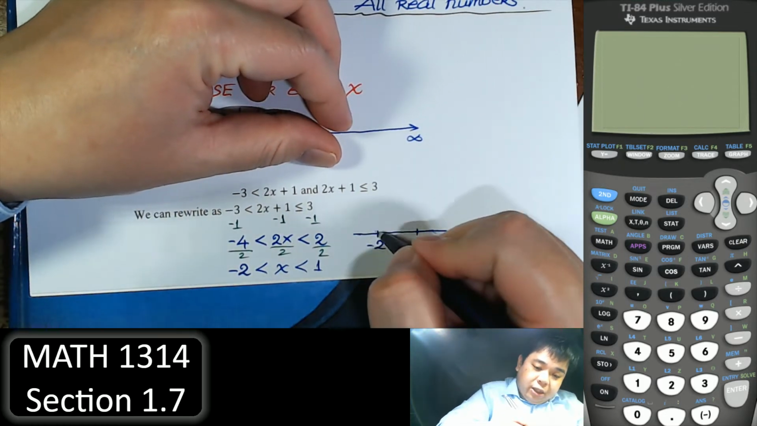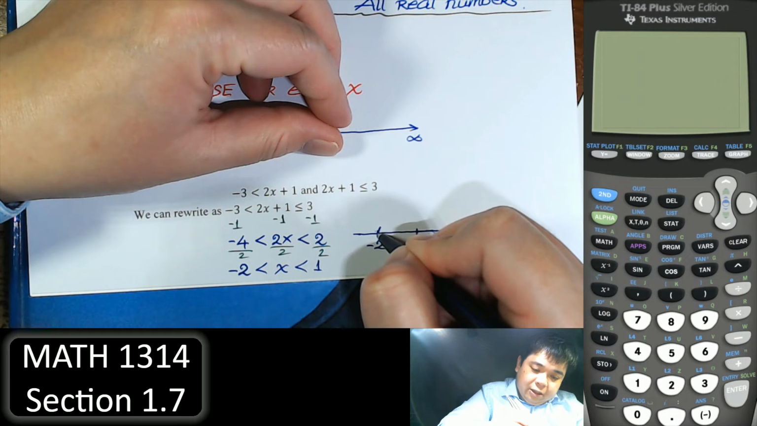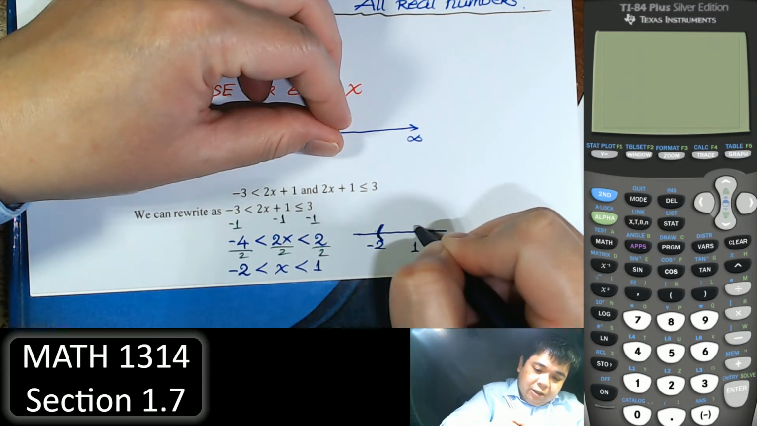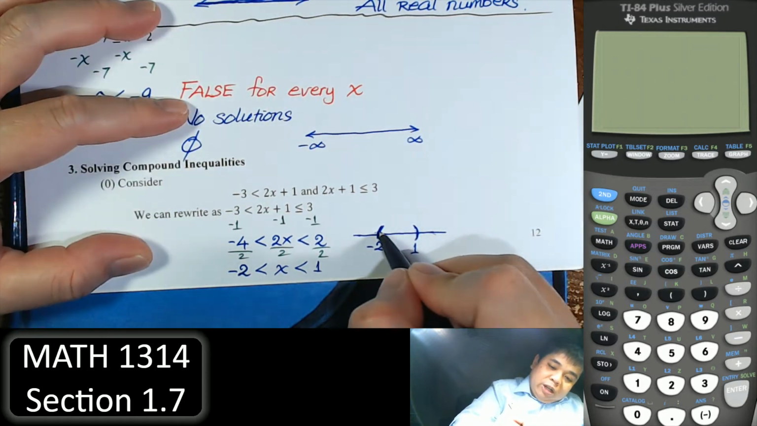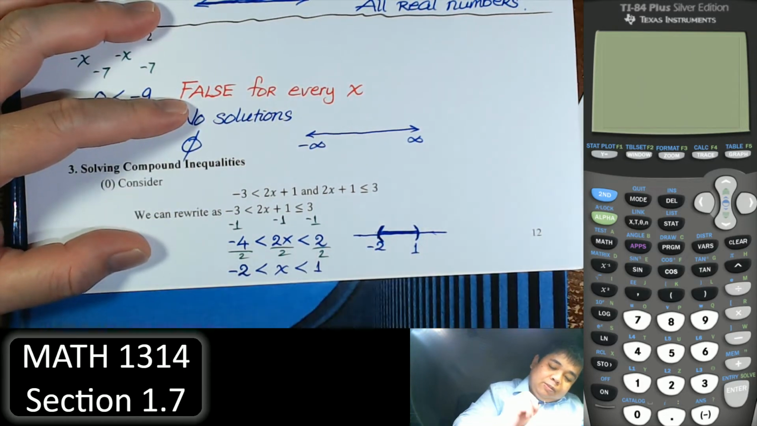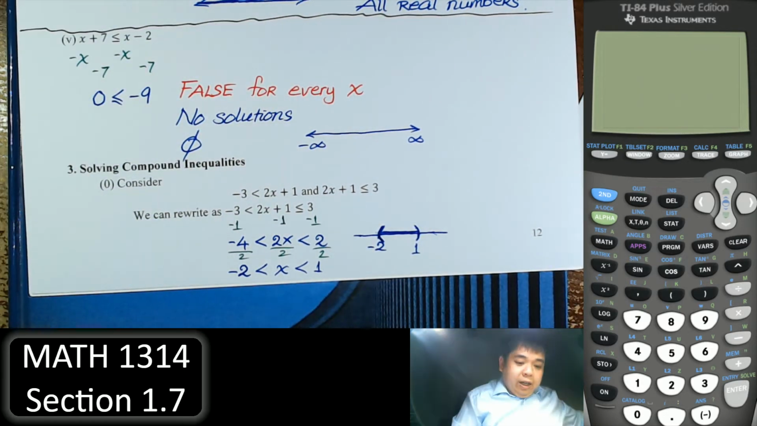It's not including... between negative 2 and 1. Right. Okay.